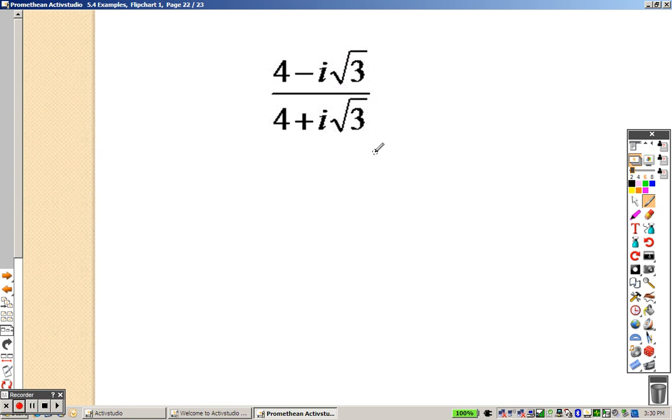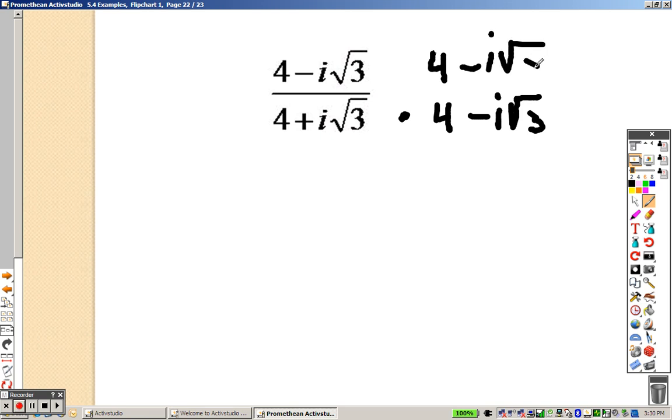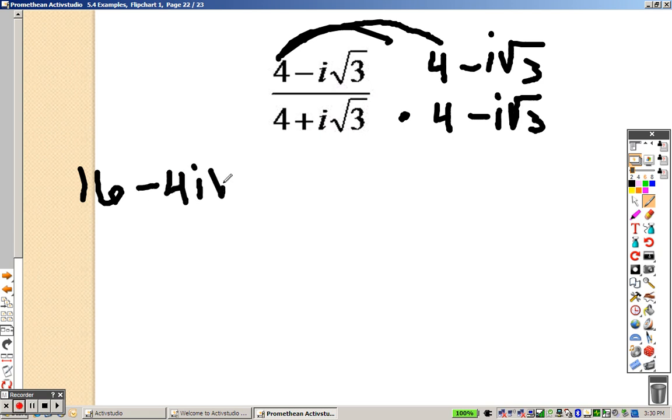Can't have root signs on the bottom, and I can't have i's on the bottom. So to get rid of this, I'd multiply by a 4 minus i root 3 and a 4 minus i root 3. So 4 times 4 is 16. 4 times negative i root 3 is negative 4i root 3. Negative i root 3 times 4 is another negative 4i root 3.